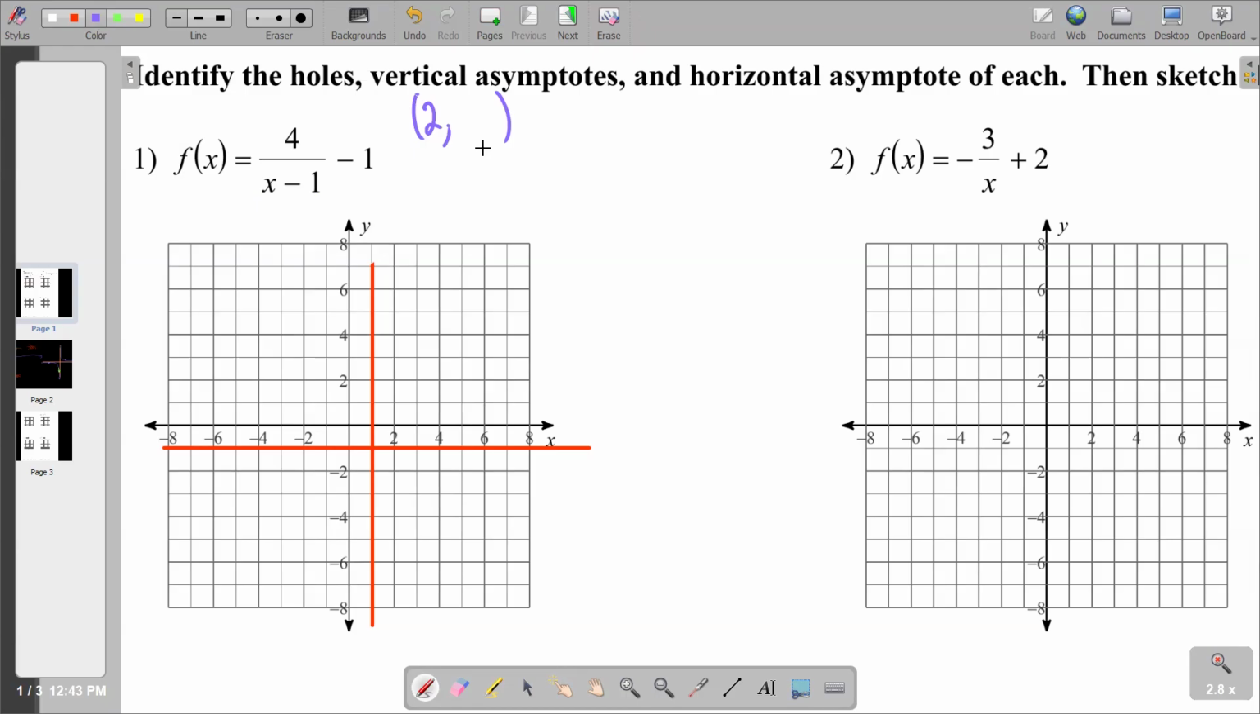What's 2 minus 1? 1. What's 4 divided by 1? And what's 4 minus 1? So we just discovered that the point (2, 3) can be marked as a point on the curve. In order to avoid fractions, I personally think that the next x that we should choose is 5. What happens if you put 5 in the bottom? What's 5 minus 1? What's 4 divided by 4? And what's 1 minus 1? Good. So we can now say that there's a point at (5, 0).